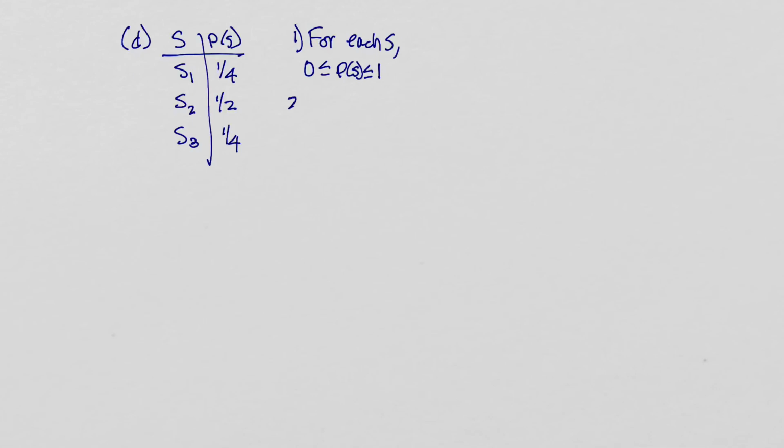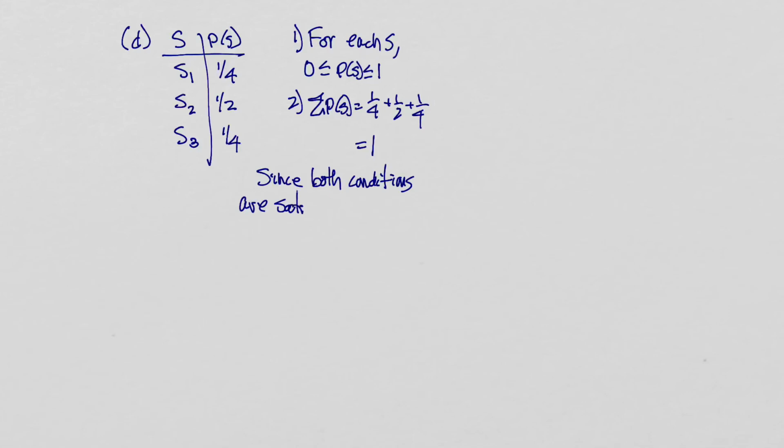And now, let's go on to condition 2. What about the summation of these P of S's? Let's just add up those P of S's. So 1/4 plus 1/2 plus 1/4. And sure enough, this is equal to 1. So we'll say, since both conditions are satisfied, or both conditions hold, this distribution is a valid probability distribution.